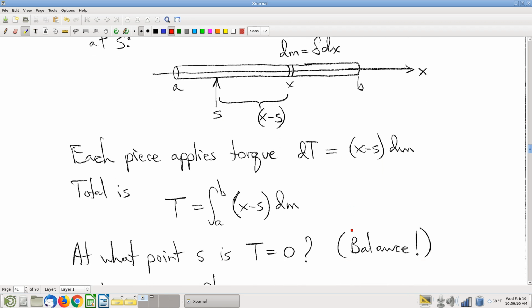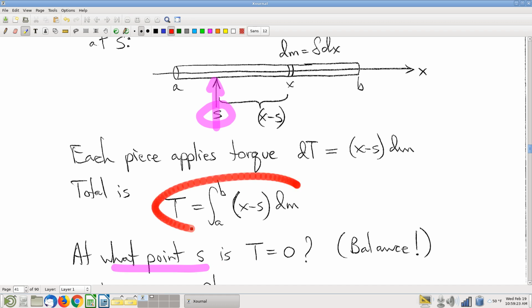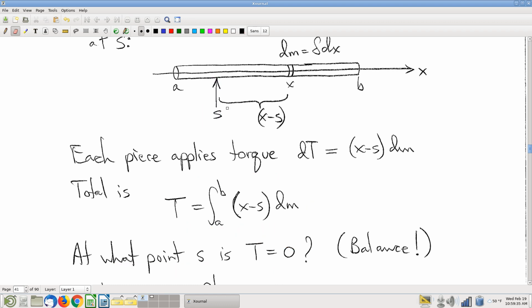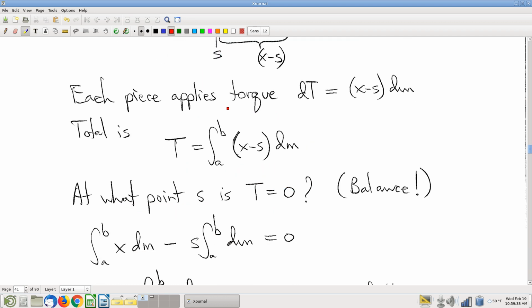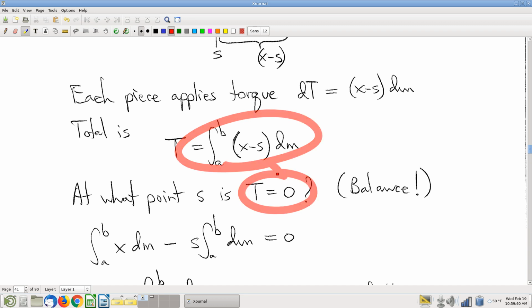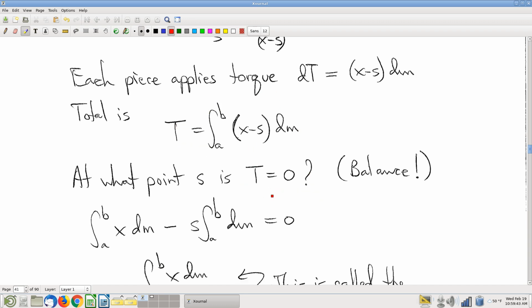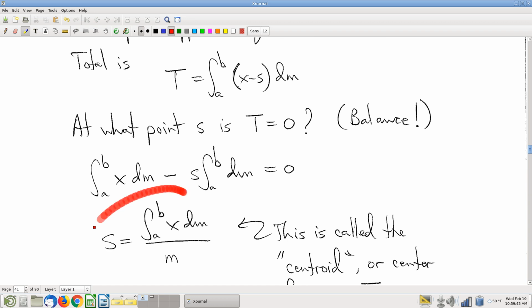So a reasonable point that you might want to ask is, for what value of S is the torque equal to 0? If I want the total torque to equal 0, this would be called a natural point of support. And that's the point where it would balance. There's just as much torque pulling it that way as there is pulling it the other way. Well, no problem. Set the integral equal to 0. Nothing to it, right? Move things around a little bit, solve for S, and there's your answer.